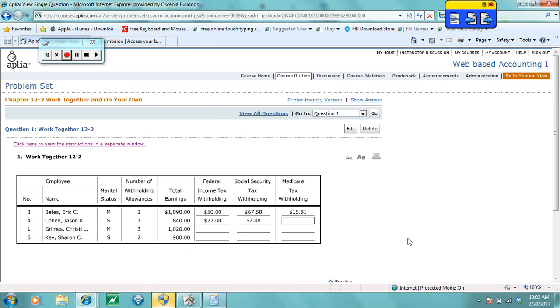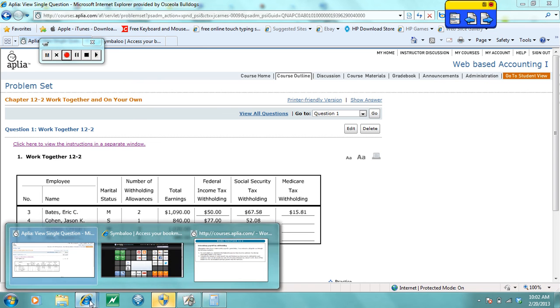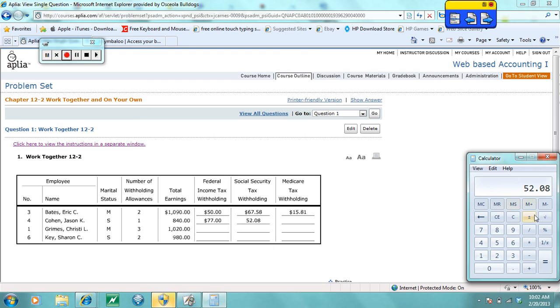Paste it in. Once again, clear this out. Take the 840 times 0.014. Was it 5? Yep, $12.18.